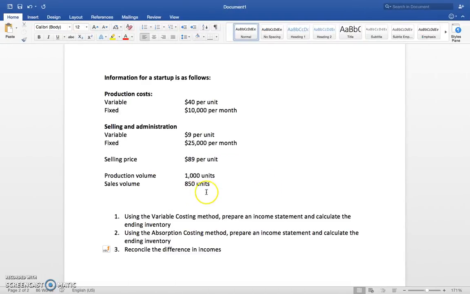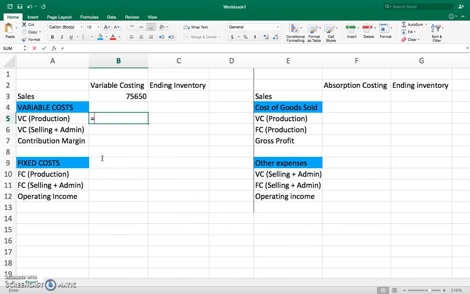All right then, moving on to variable cost production. Again, I'm going to be using my sales volume. So that's going to be 850 times production cost. My variable production cost is $40 per unit. So 850 times 40. That gives me 34,000.